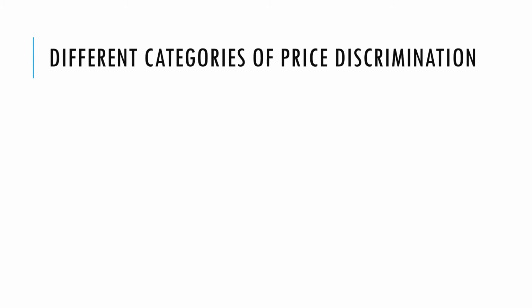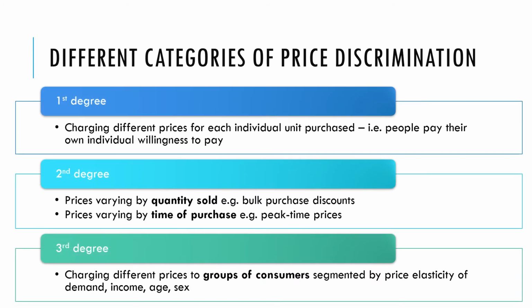So we have three different categories of price discrimination depending on how we implement it. Now, first degree price discrimination is the most extreme, and that's where we charge different prices for each individual unit. So everybody pays what they are prepared to pay themselves. People pay their own individual willingness to pay.